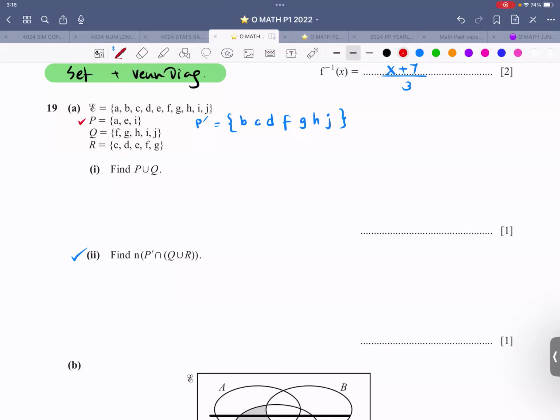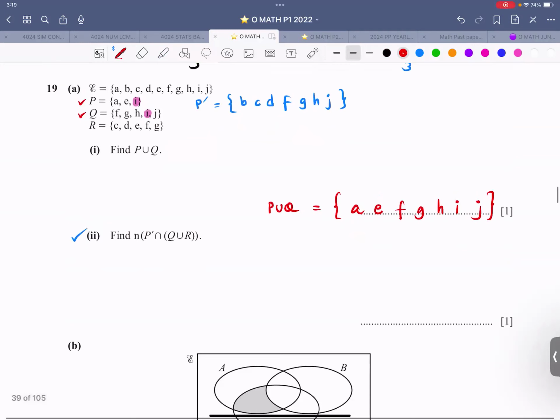So P union Q, this is P, this is Q. A is there. What's common? Let me highlight it separately. I is common, and A, E, F, G, H, I, and J. Okay, so that's the only thing that's common. So this is A, E, F, G, H, I, J, curly bracket, and this is P union Q.